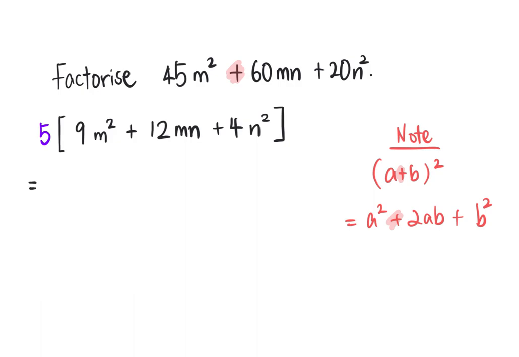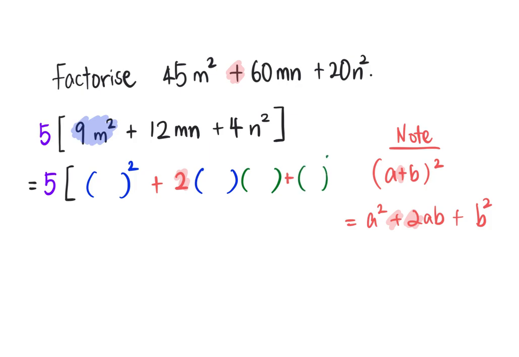And after which, I could continue. And my job now is to identify my A. Looking at the 9m squared here, I must be able to write it in such a way that it is this. And after that, I plus my 2. Why is there a 2? The formula has a 2 down there. Times my A, times my B, plus my B square.